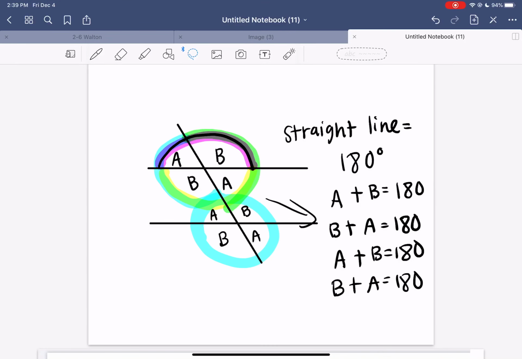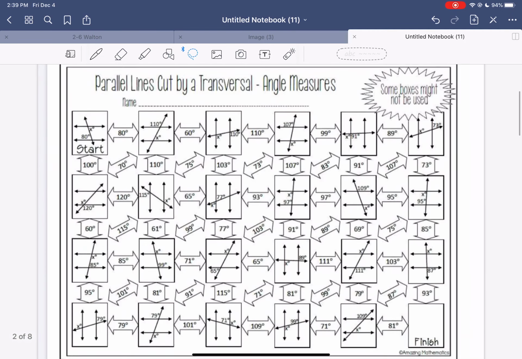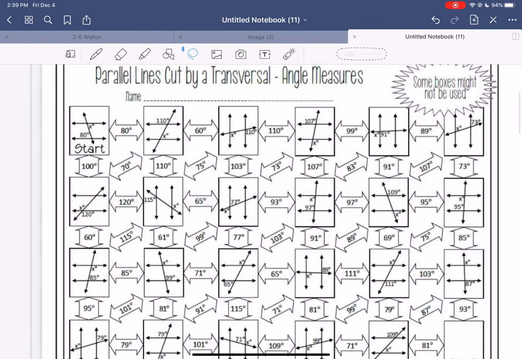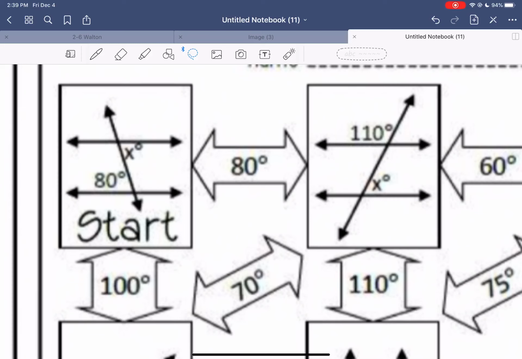on this transversal maze. So we have two parallel lines. I'm going to zoom into number one. We have two parallel lines, I'm going to do those in blue. So we have a parallel line here and a parallel line here that are cut by a transversal that I'm going to do in purple. Okay, so we have a transversal.